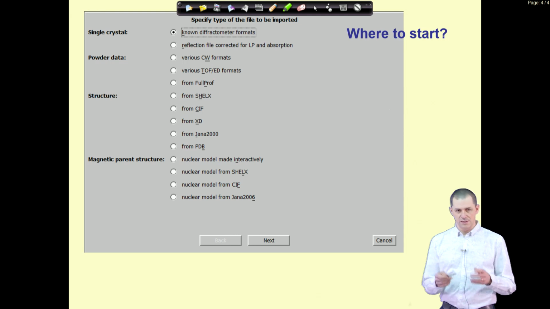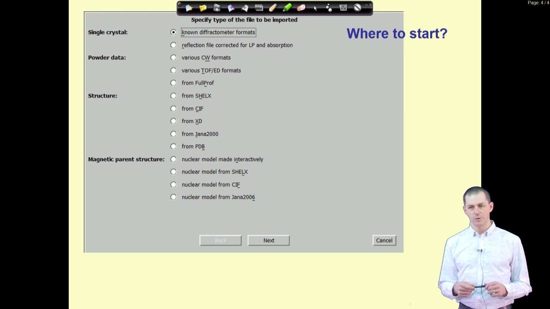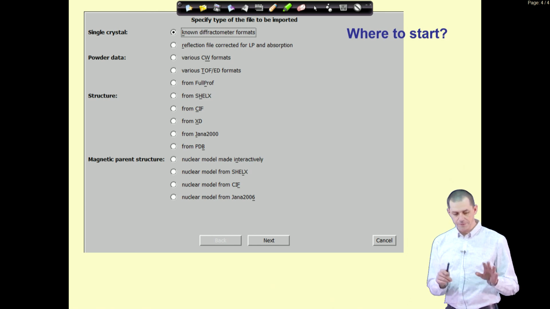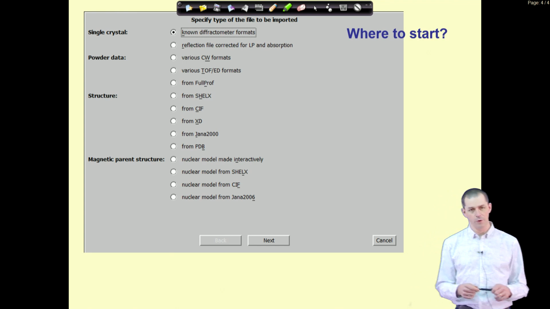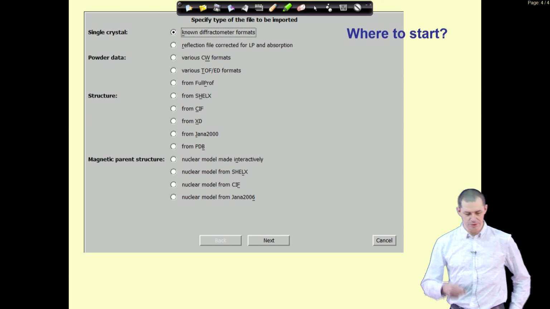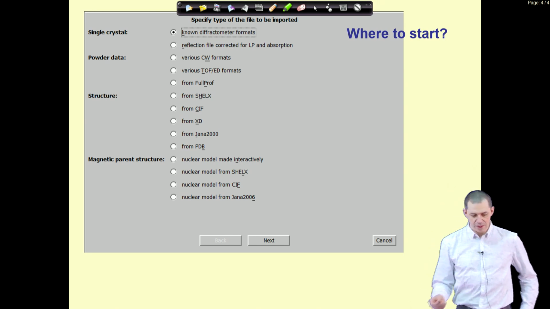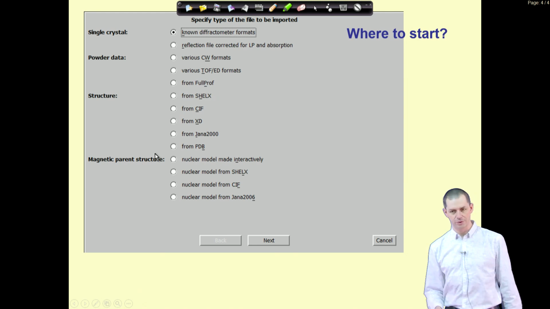Jana is, as I said, very general in the type of data you can work with. So this is the first interface or first form that you face, and I will just very briefly go through the options just to show you what the options are. So you can import single crystal data, powder data. You can import also an existing structure model, and there are specific options for magnetic structures.